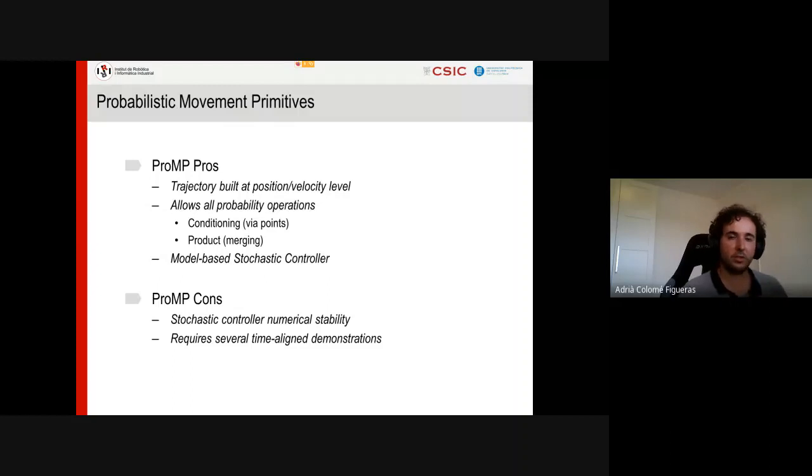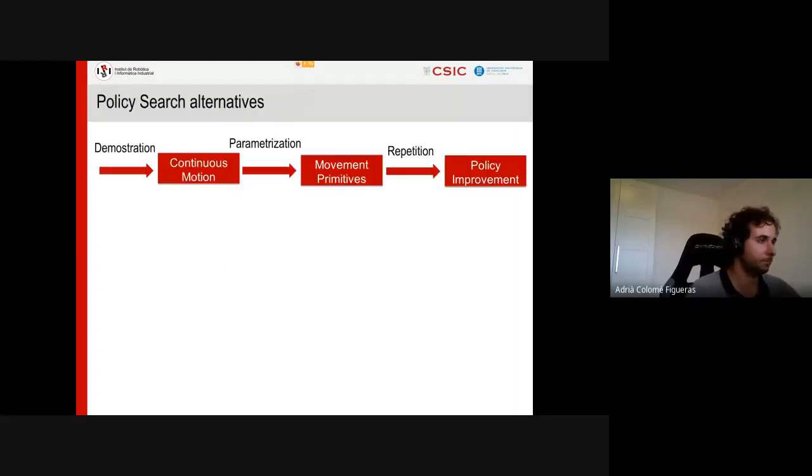I've talked a little bit about DMPs and ProMPs. You can find a lot of literature about both, and also a lot of extensions. Some of them are very useful, and some of them are maybe very ad hoc implementations, but you can check them. And once we have the motion parameterized with a functional representation, which is the movement primitive in this case, we can talk about policy search or reinforcement learning of robot motion.